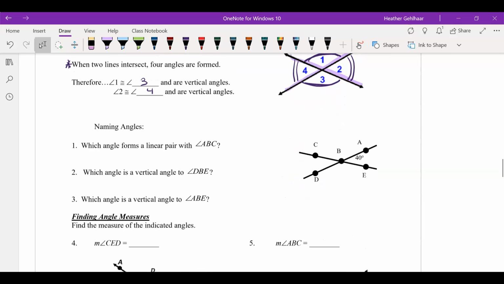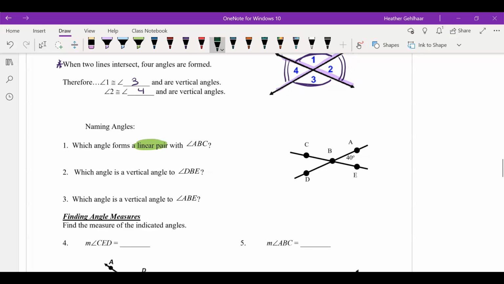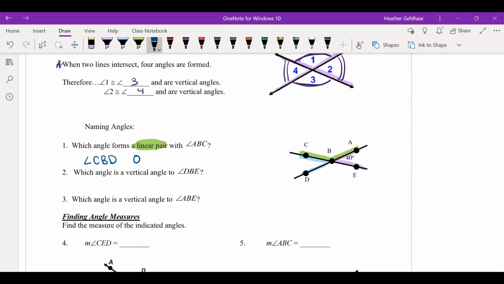So let's go ahead and do an example here. Which angles form a linear pair? Okay, so linear pair, right? They are adjacent and they form that straight angle. So a linear pair we have here with angle ABC. We actually have two that we can say, right? We can either say CBD or we can go ahead and do ABE. So I'm going to put here angle CBD, or we have angle ABE.